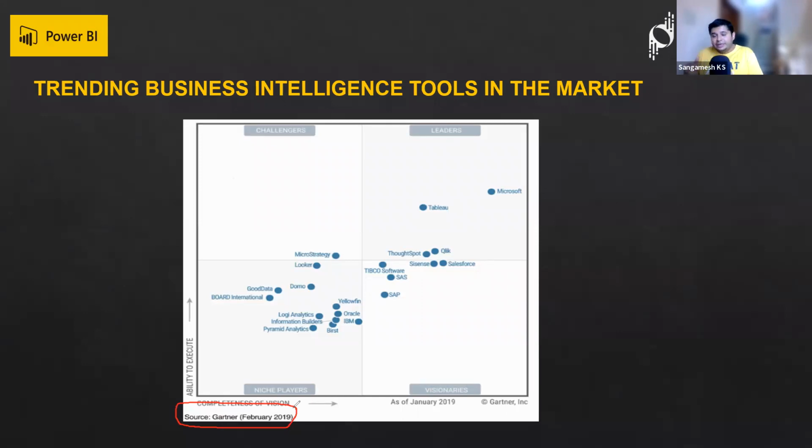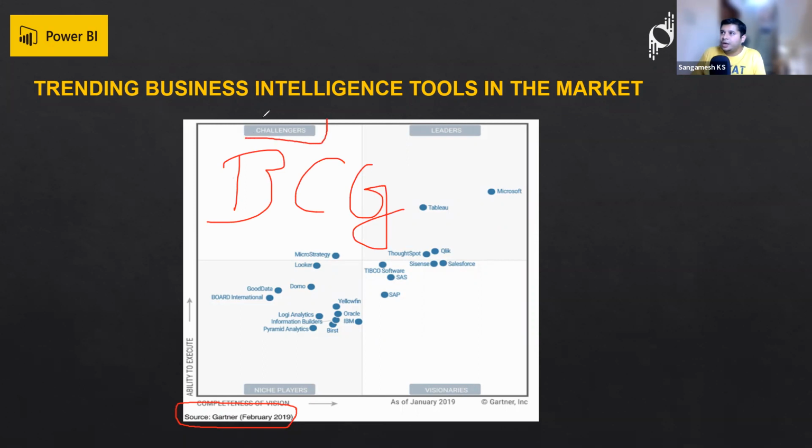What they have done is try to analyze which technology is good or bad, and they created something called the BCG matrix. I don't know whether you know about BCG. Here you are going to understand the niche players, challengers, leaders, market leaders, and visionaries, and classify those players. In that, Microsoft Power BI is the leading software in the BI industry.